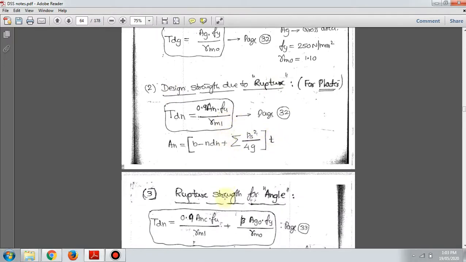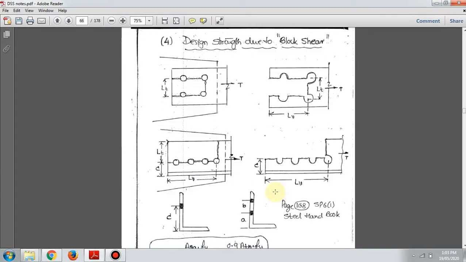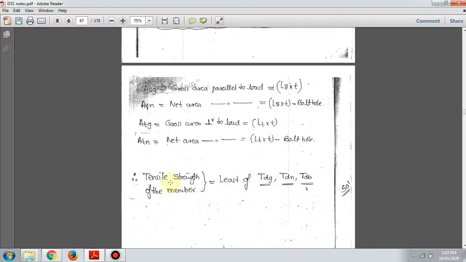So LV into T. If you want net area across shear, you have to deduct the bolt hole. Similarly in tension, gross area perpendicular to load is LT into T. If you want net area, you have to deduct the bolt hole.